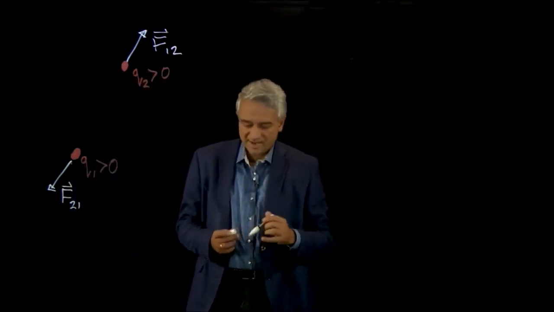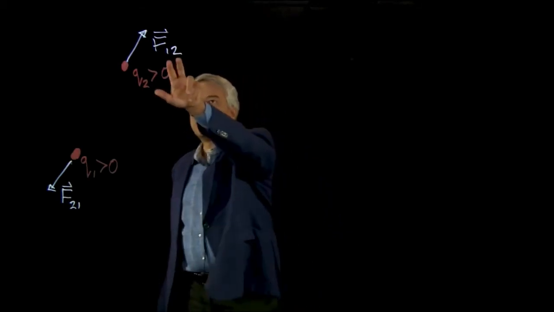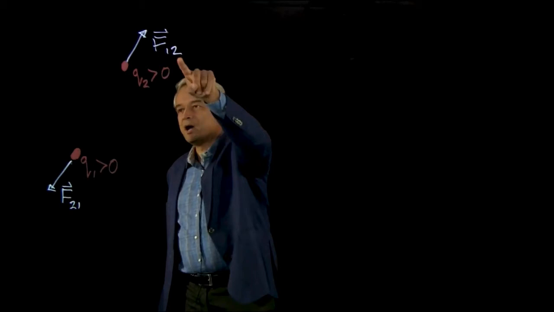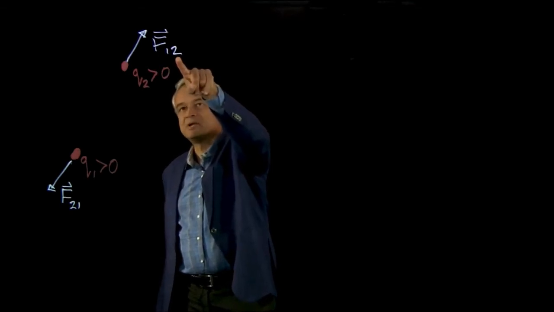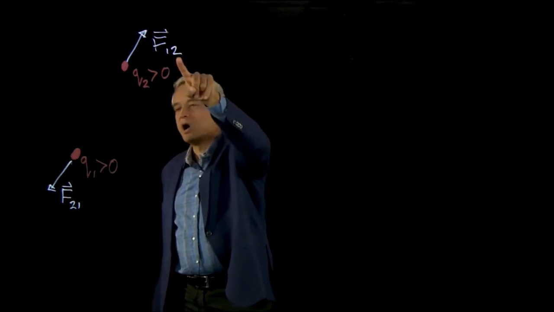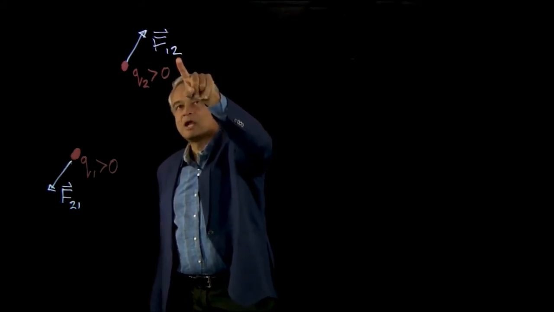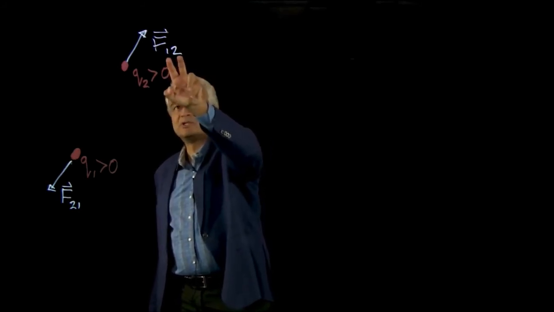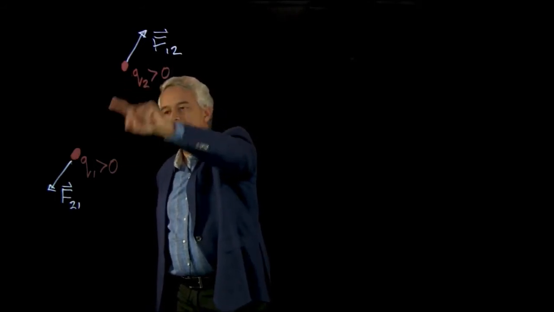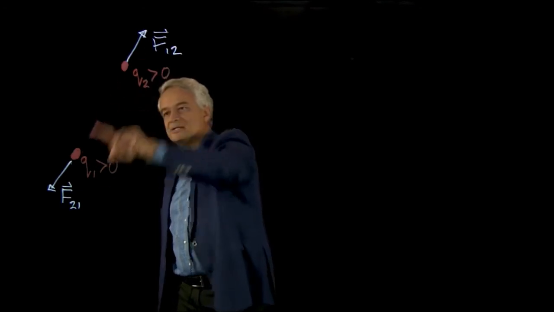So a word about this notation. When I write F12, what do I mean? I mean the force on object 2. This second digit here tells me that this force, shown by this vector, is the force on object 2 caused by the interaction between the two objects 1 and 2. So it's the force on this charged object caused by the interaction between these two objects.